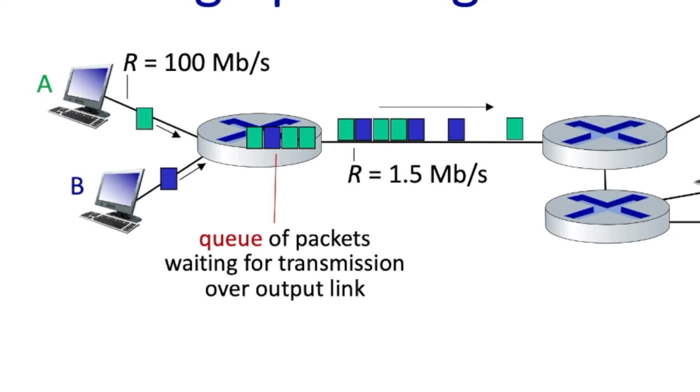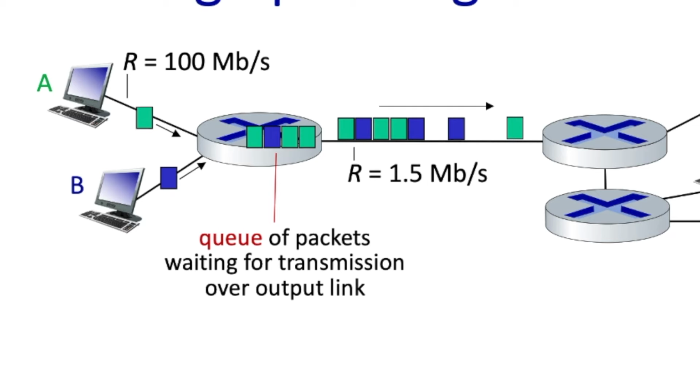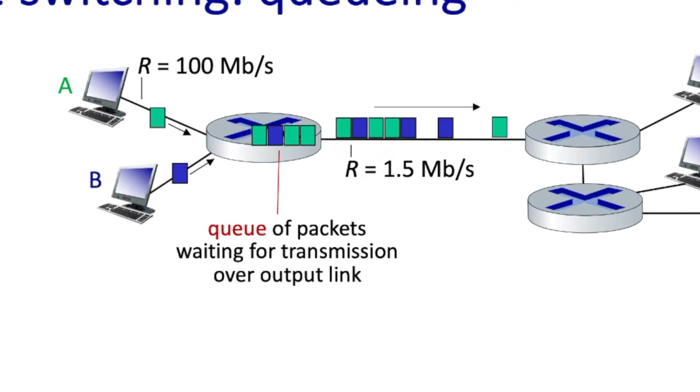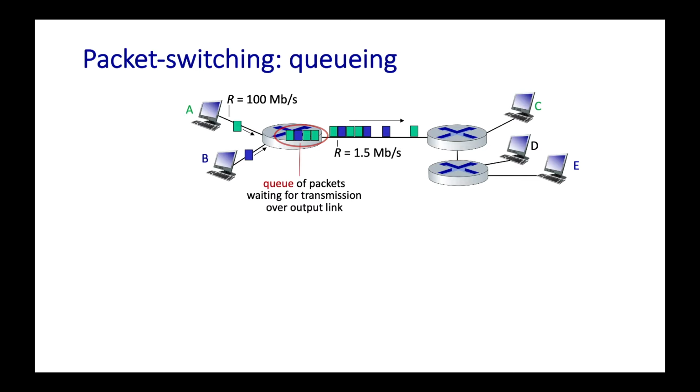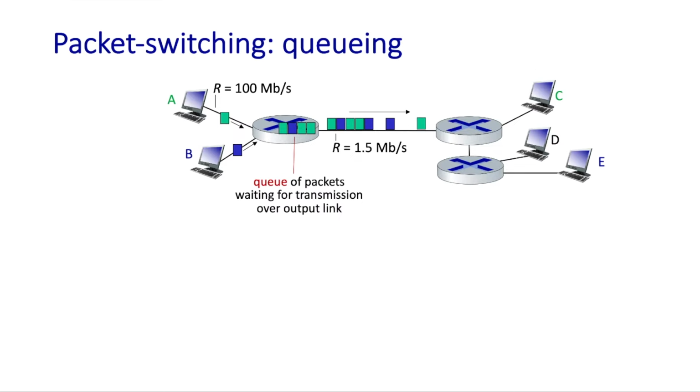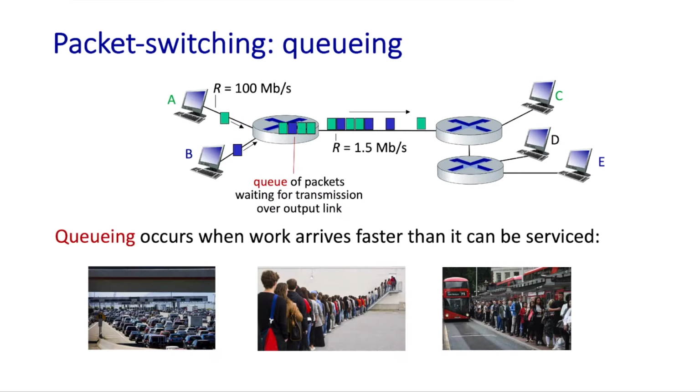Well, the router in this example can only transmit at 1.5 megabits per second, and certainly packets can arrive a lot faster than 1.5 megabits per second if A and B are both transmitting a lot of packets at the same time. If too many packets arrive at too fast a rate, then a queue of packets will form in that first hop router, as shown in the figure. Queuing happens whenever work arrives faster than some service facility can actually serve that work.